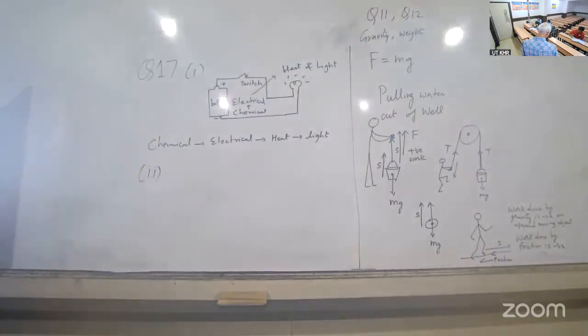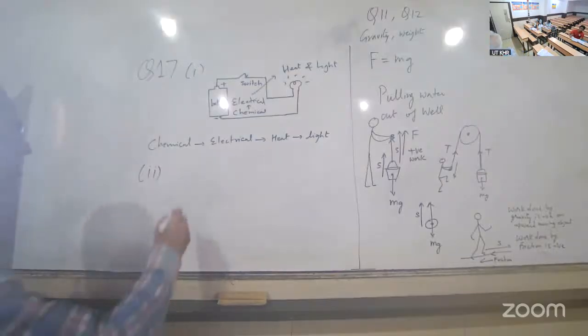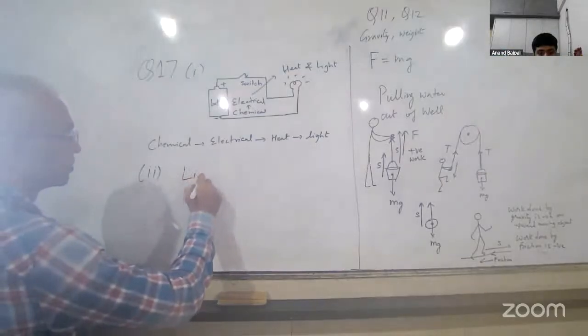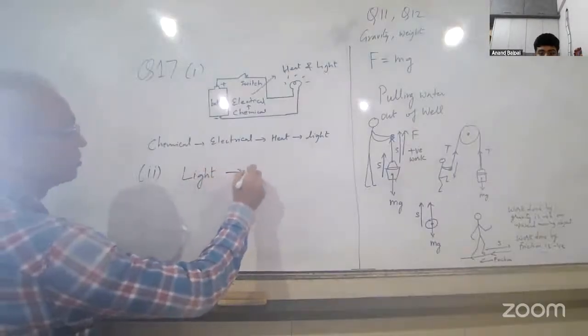Solar cell generates electric current. What is the energy conversion? Solar to electric. So solar is which energy? Sunlight or light. Light to electrical energy.